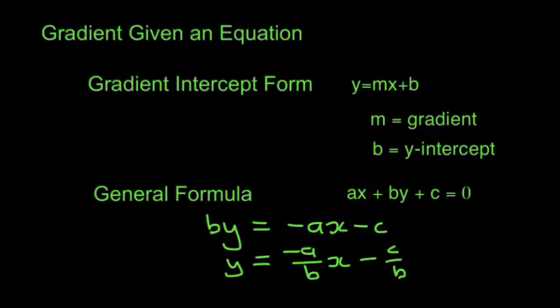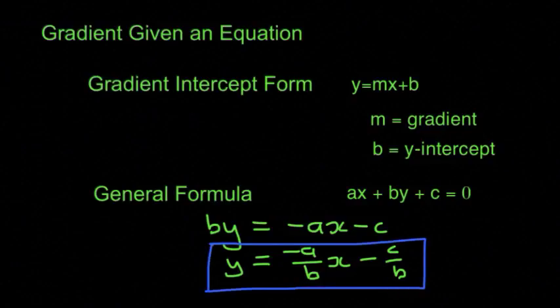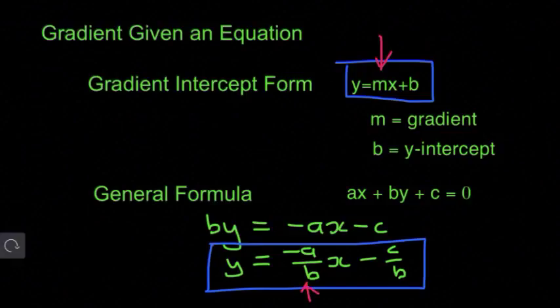And quite clearly you can see that this equation is now in the same format as the gradient intercept form, and where we had the gradient given in our original equation of the gradient intercept form, we see we've got the expression minus a over b. So in fact, minus a over b is the gradient of the equation of a straight line that's in the general form.